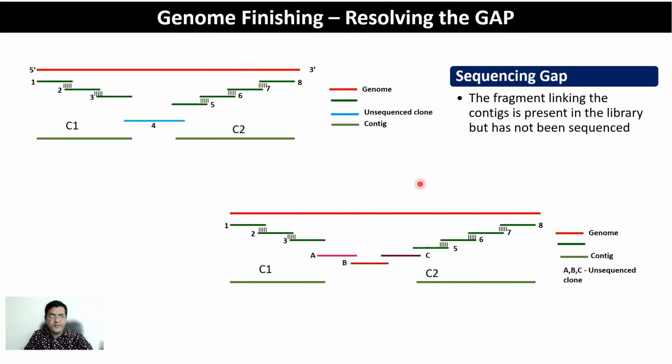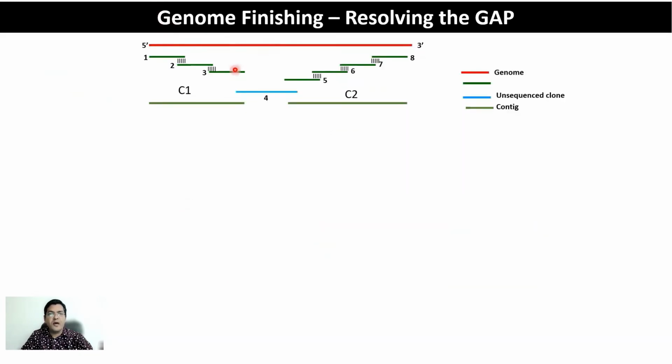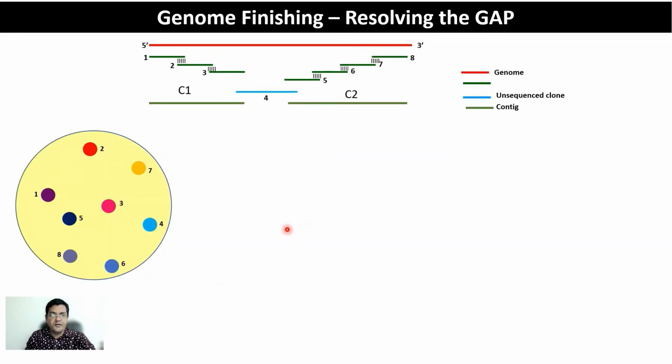So let's start with the first example, where the gap is small and is likely to be covered by a single fragment. Here, this is your genome, and you have 2 contigs, contig 1, which is basically made by joining reads 1, 2, and 3. Likewise, you have contig 2. And then we have fragment 4 that can connect contig 1 to contig 2. However, we have not sequenced this, and therefore this is a sequencing gap. So the first job in the master plate is to identify which of these colonies contains fragment 4. Here is our master plate, and amongst the colonies, our challenge is to identify colony number 4, which contains fragment 4.